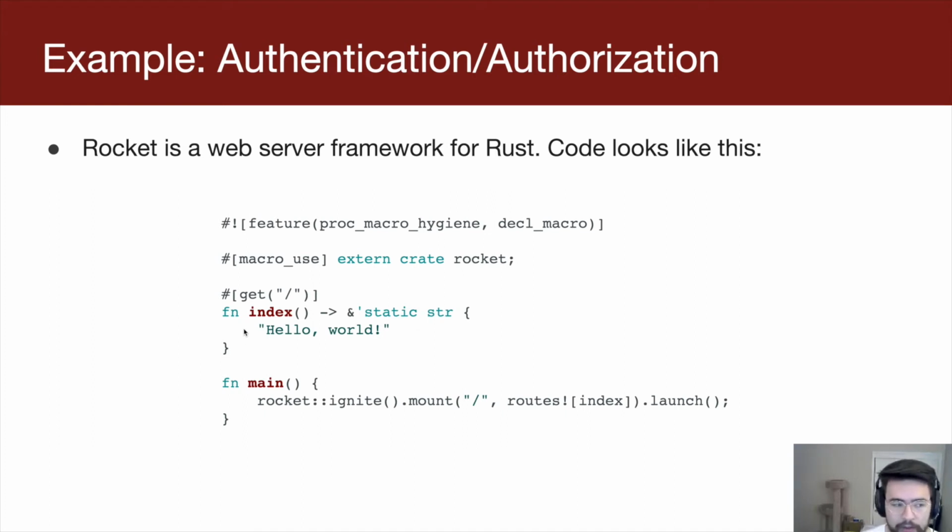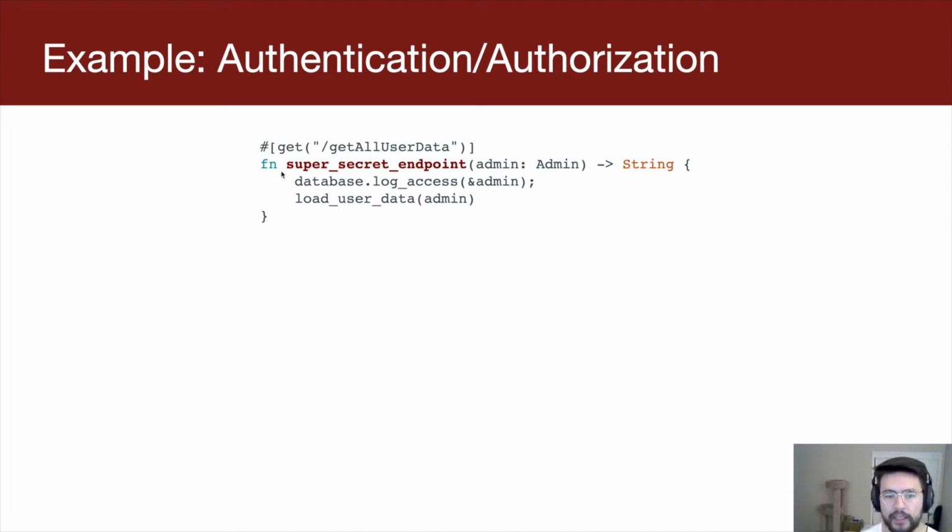Okay, well, what if we want to do something a little more sophisticated? What if we want to load some information about all of the users on our website? And we also want to make sure that whoever is logged in is an admin of that website. You can only list all users' details if you're an admin. Well, if you want to do something like that, you can write a function like this. You can say function super secret endpoint. If you go to slash get all user data, then it returns all the user data, if and only if you're logged in as an admin.